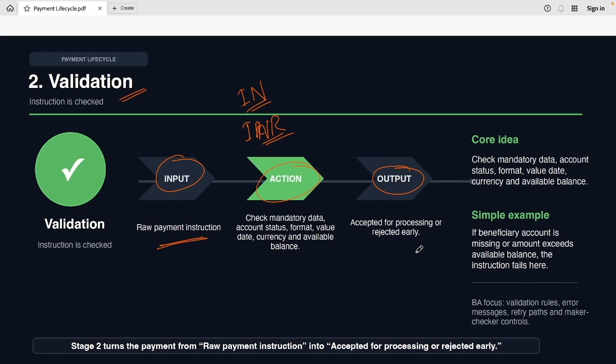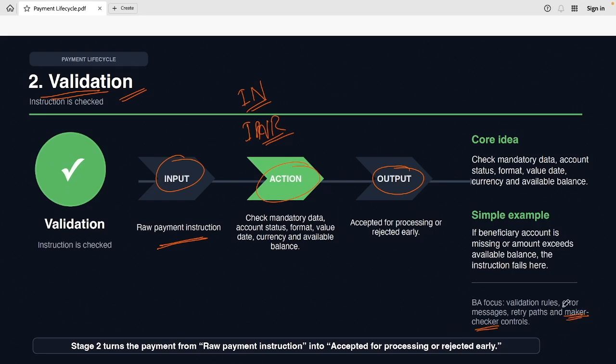Right? In this particular stage of payment validation, as a BA, you should define the validation rules. You should be able to define the error messages, the retry options, the approval requirements, account eligibility rules, limit rules, and Maker-Checker workflow.